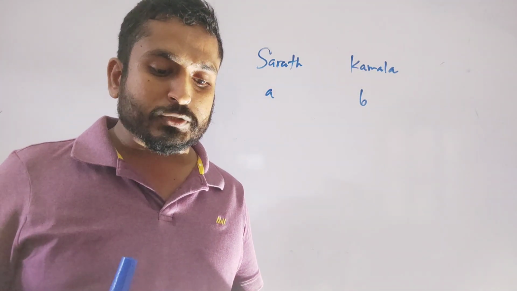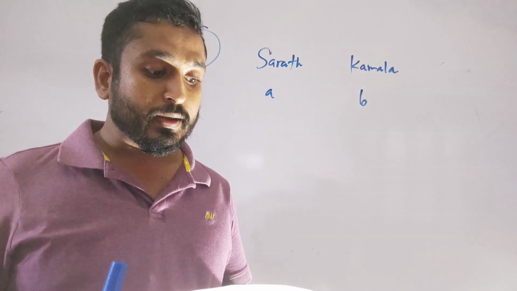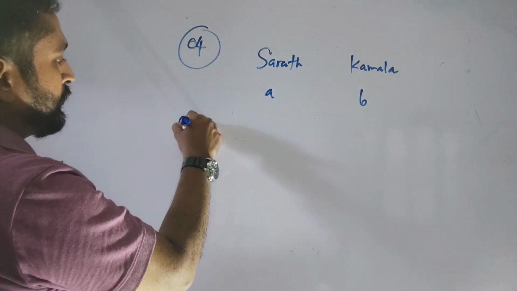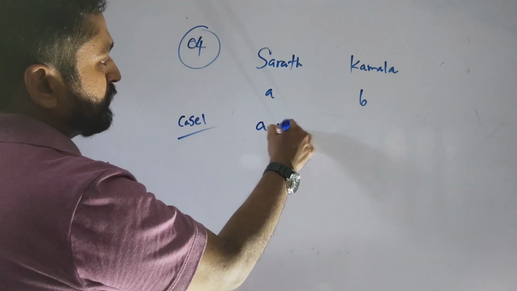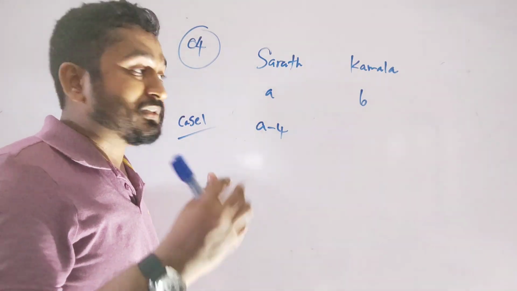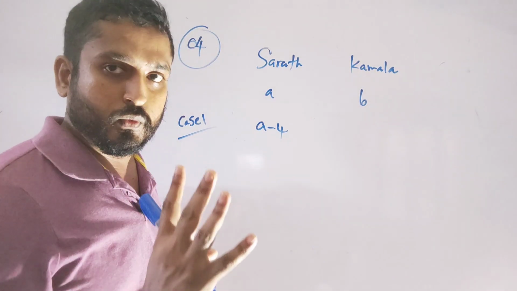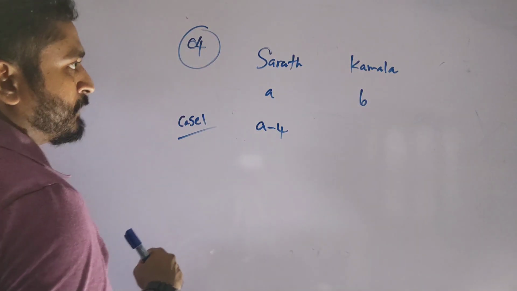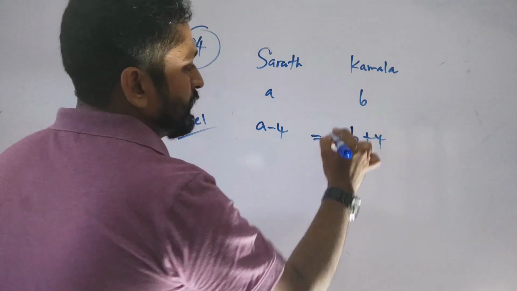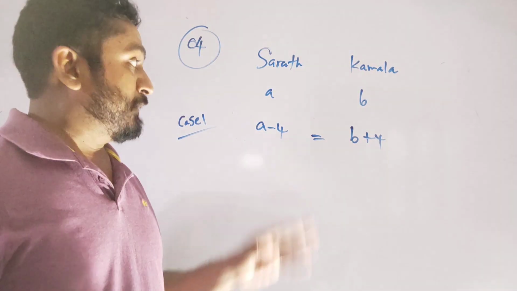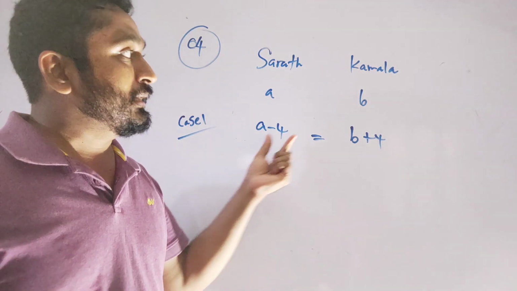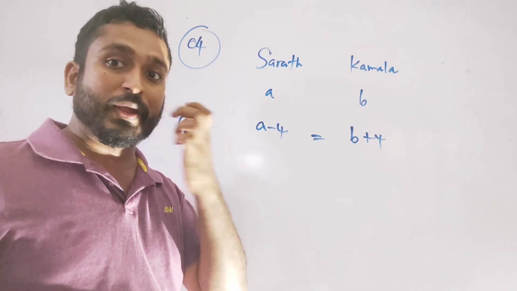If Sarath gives 4 marbles to Kamala, then they would both have an equal number of marbles. In case number 1, Sarath gives 4 marbles to Kamala. So Sarath reduces the number of marbles from him, 4 marbles. And for Kamala, it has been added 4 for them. So B plus 4. And they say they are equal now. After that, when Sarath gives 4 marbles to Kamala, this is the number of marbles Sarath got after that. Then Kamala is going to have 4 more.